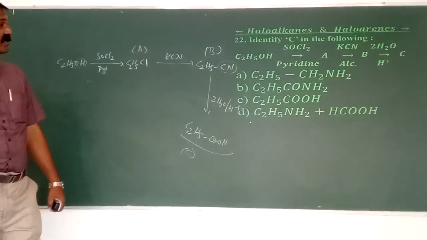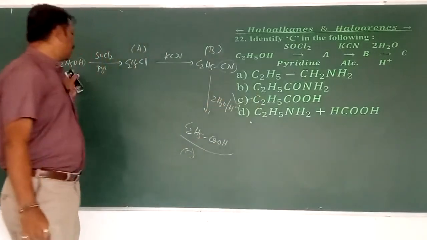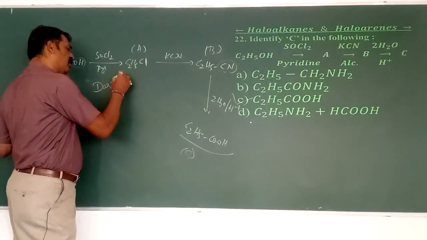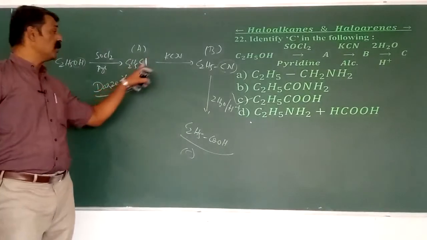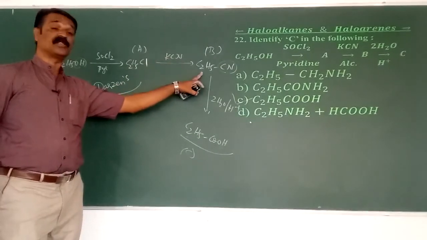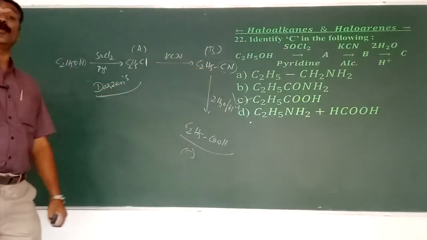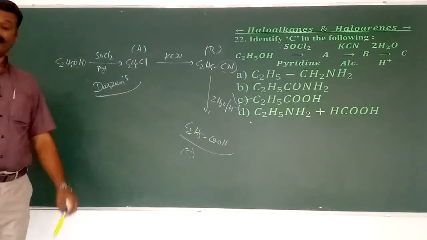So C is found to be C2H5COOH. The first step is ethyl alcohol reacting, and this is called Darzens' method, the well-known named reaction, to form ethyl chloride. Ethyl chloride on treating with KCN forms the respective cyanide, ethyl cyanide, which on hydrolysis gives propionic acid. That is question 22, in the form of C.